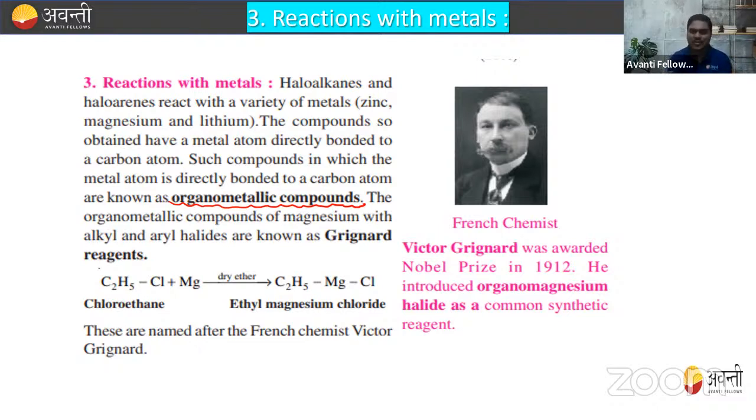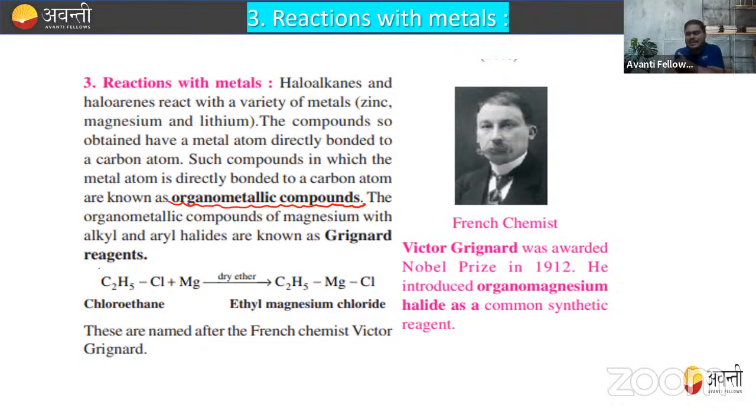For example, we have chloroethane. When it reacts with magnesium in the presence of dry ether, it forms ethyl magnesium chloride, also known as the Grignard reagent. This Grignard reagent plays a very significant role with carbonyl compounds or alcohols, because many aldehydes and ketones react with this to form different products, or by using Grignard reagent with some other element, we can also produce aldehydes and ketones.